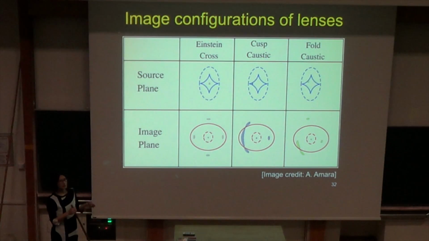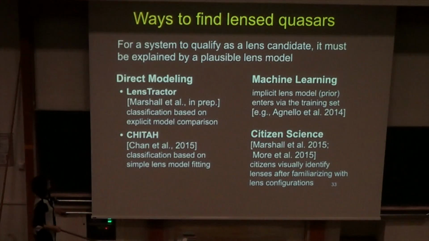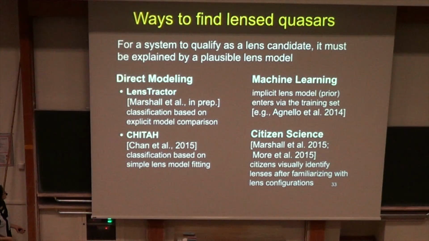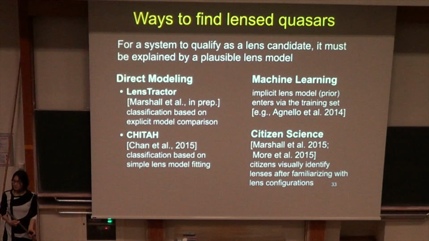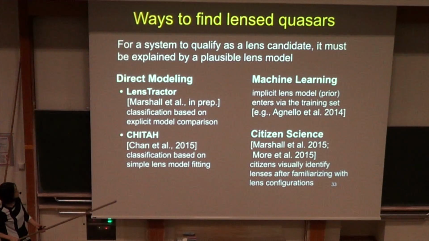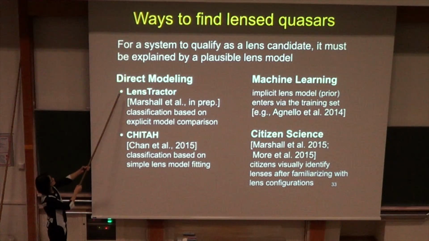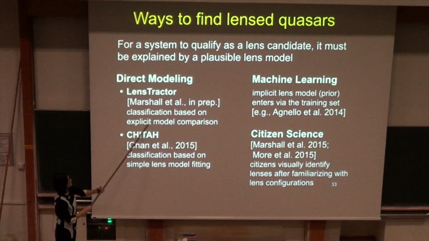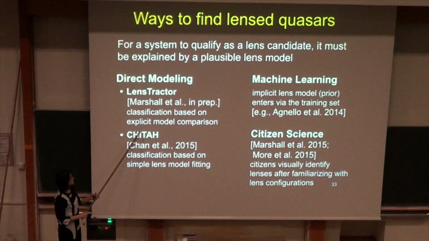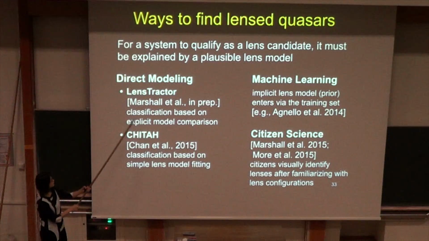So if you're given a ground-based image, you can try to see if these blended blobs match these configurations. As advocated by Phil Marshall for several years, for a system to qualify as a lens candidate, it must be explained by a plausible lens model. There are several ways to go about this. One is to do direct modeling. This is Lens Tractor, developed by Phil Marshall and collaborators, where they classify objects based on explicit model comparison. It's a Bayesian framework.